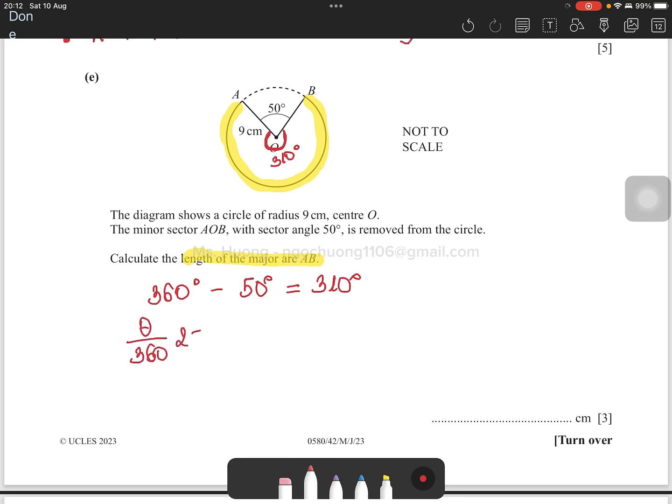Then to find the length of the major arc AB, we use the formula theta over 360 multiplied by 2 pi r. In this case, theta is 310 degrees over 360 multiplied by 2 pi, and the radius is 9. So this is equal to 48.7 centimeters. And be careful, if the question asks you to find the perimeter of the whole thing, then you also need to add the length of OA and OB.